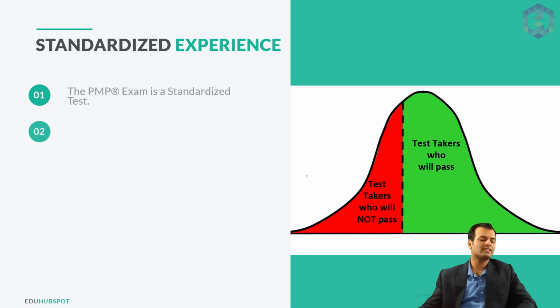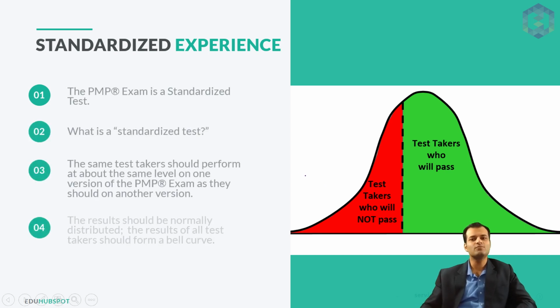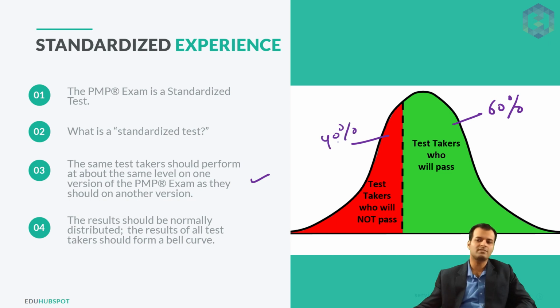So it's a standardized experience. What I mean by that is that the same test taker should perform at the same level on one version of the PMP exam as they would on another version. And if you see, this is actually normally distributed. 60% of the folks pass the exam in the first attempt, and 40% do not pass in the first attempt. That's why I say it's not an easy exam, it's a difficult exam. There is a lot of expectation from you to make sure you successfully do the right thing.